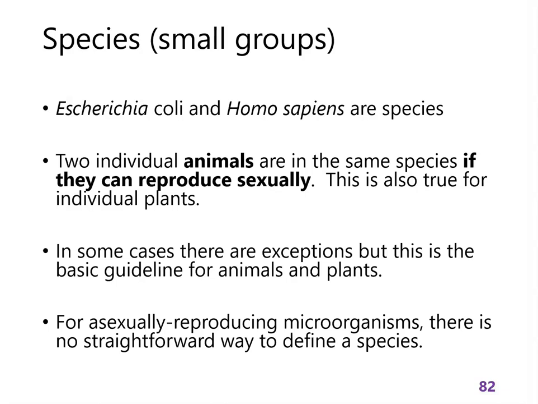But bacteria and archaea don't reproduce sexually. They reproduce asexually. They just split in half to make new cells. So how do we define species? Well, there's no straightforward way to do it. There is no foolproof way to define a species of microorganisms.